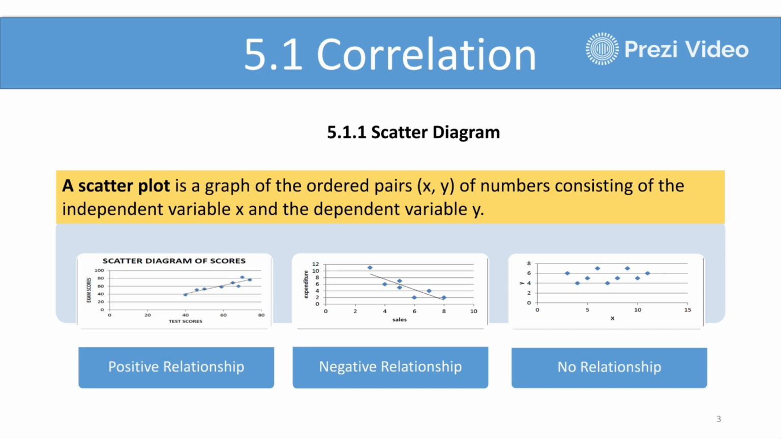Where we can see that as the sales increase, the expenditure decreases. That shows the opposite relationship. And when there is no relationship, you cannot identify a pattern. It is just randomly plotted, without any positive or negative relationship.